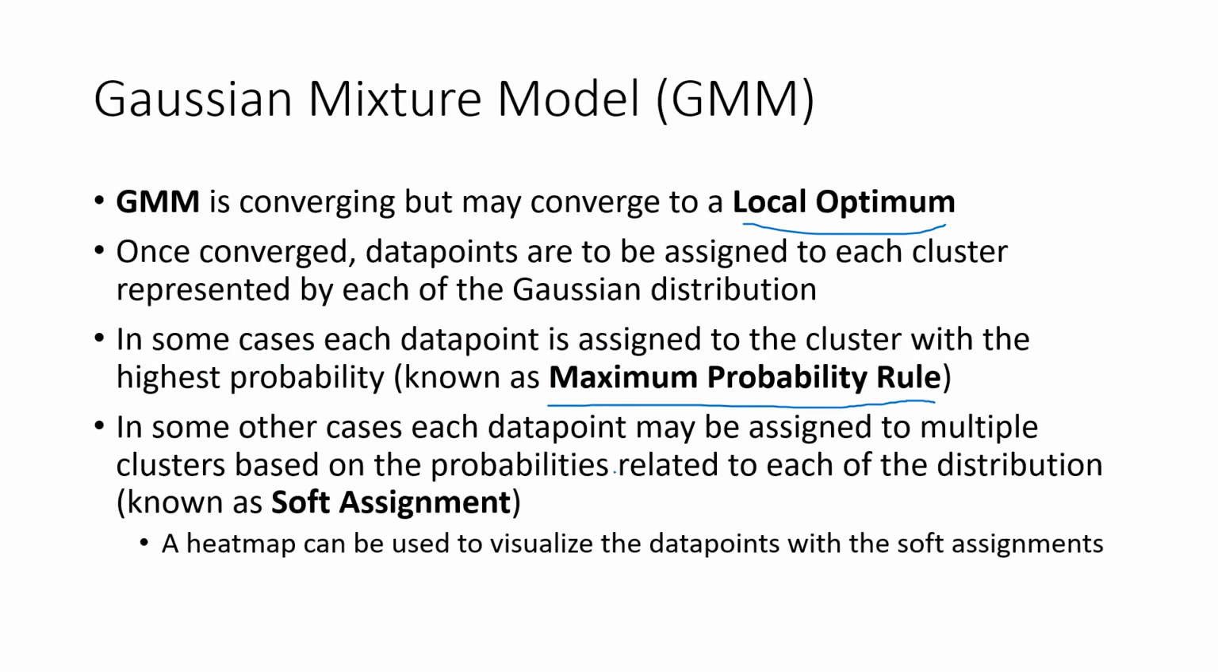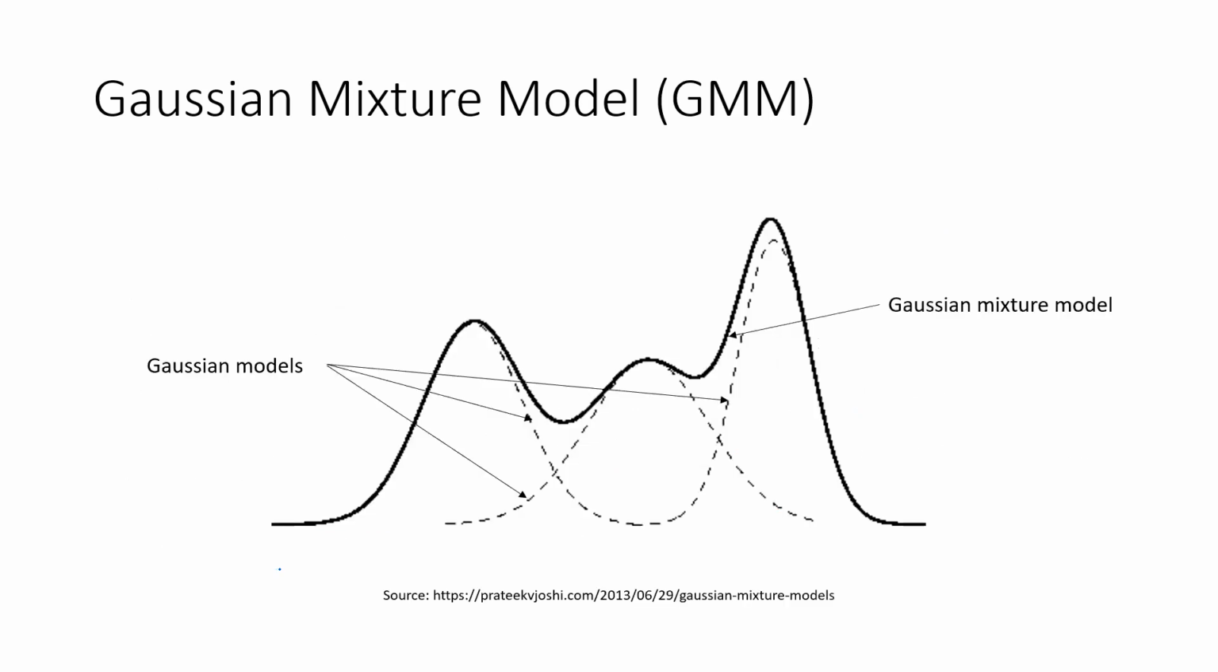In some cases, the data points can be assigned to multiple clusters as well. As I mentioned earlier, we can have data points that belong to more than one cluster. This is known as soft assignment. So that is also possible. In soft assignment, you can visualize how each data point is assigned to each of the distributions using a heat map. That is something much more generic than the other clustering algorithms.